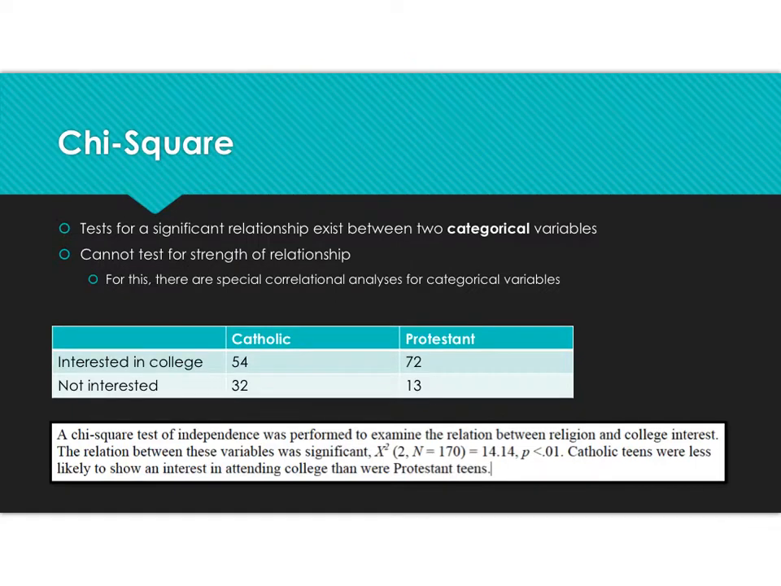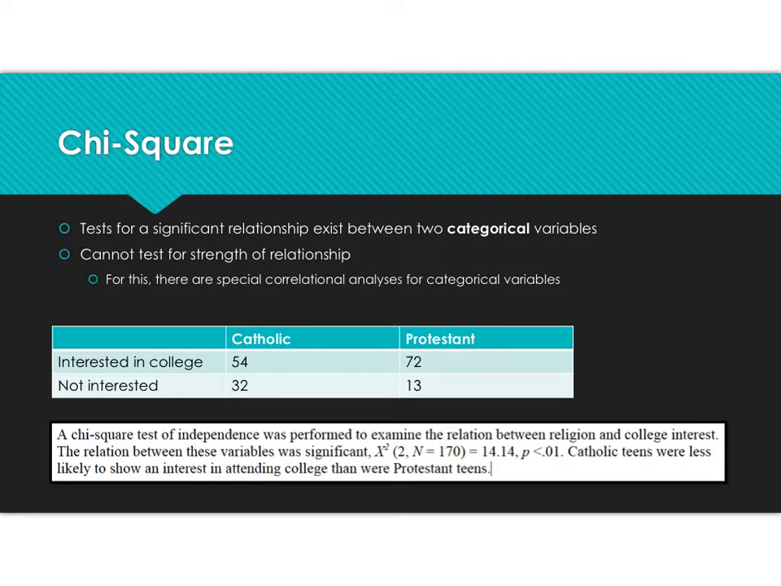Before we get into different types of correlational analyses, I do want to talk about the chi-square test. Even though this chapter is about correlational analyses, and correlational analyses are between continuous variables, they included the chi-square analysis. However, the chi-square analysis tests for a relationship between two categorical variables. So all the chi-square does is tell you that there is a difference among the categories. It doesn't tell you how strong the difference is, which is something that a correlational analysis will tell you.